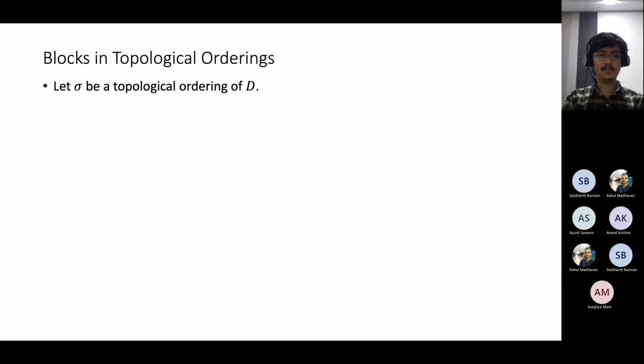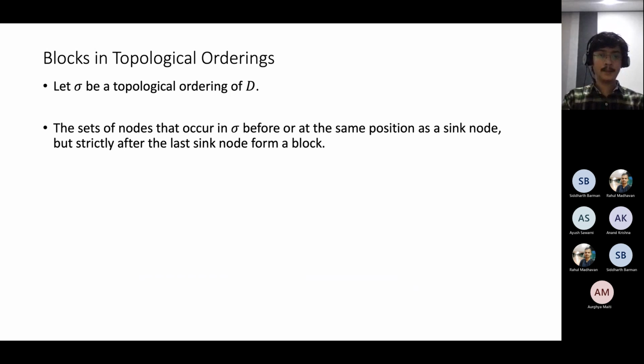I'll now define something called blocks in topological ordering. Let's consider a topological ordering sigma of D. D is again a DAG which does not have any V structure. The set of nodes that occur in sigma before or at the same position as a sink node, but strictly after the last sink node, form a block. I'll illustrate this with an example.